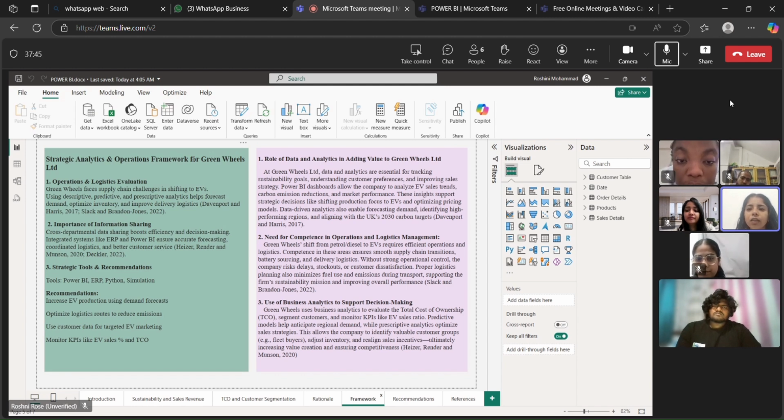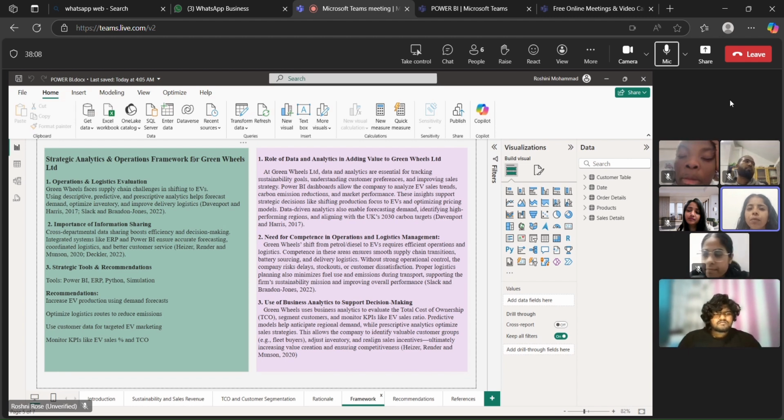Role of data analytics: it drives strategic decisions by tracking EV trends, sustainability progress, and market insights using tools like Power BI. Need for competence in operations and logistics: efficient logistics and operational expertise ensure a smooth EV transition, reducing delays. Use of business analytics for decision making: business analytics supports demand forecasting, customer targeting, and KPI monitoring to refine sales strategy and boost competitiveness. Next KPI will be tuition.